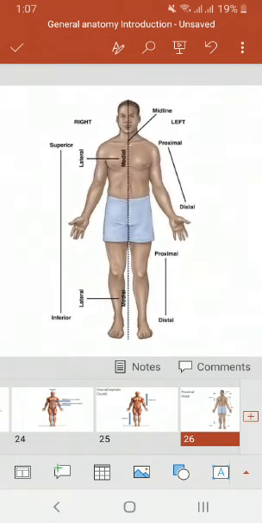Then there is proximal and distal. Anything which is close to the midline, which is towards the body, is proximal, and anything which is away from the body is distal. And we use these terms relatively also. If we talk about the shoulder and the elbow joint, then shoulder joint is proximal while the elbow joint is distal. But if we use the example of elbow joint and wrist joint, then elbow joint is more proximal to the body while the wrist joint is distal to the body.